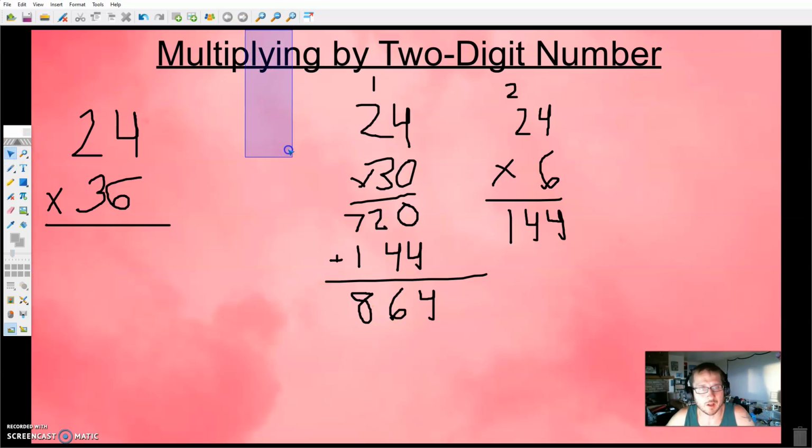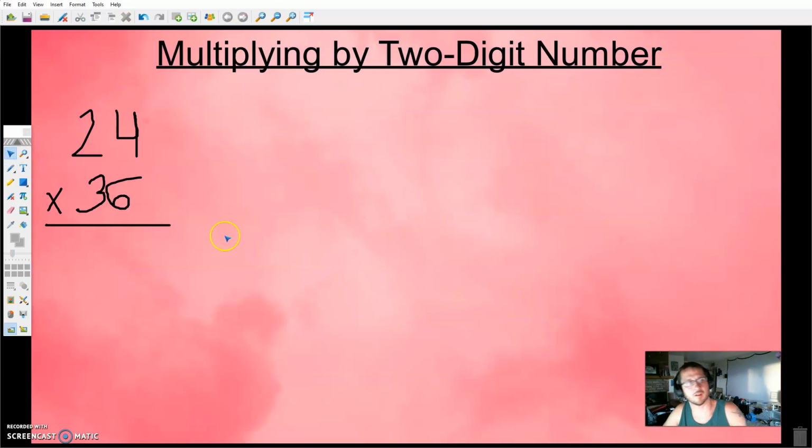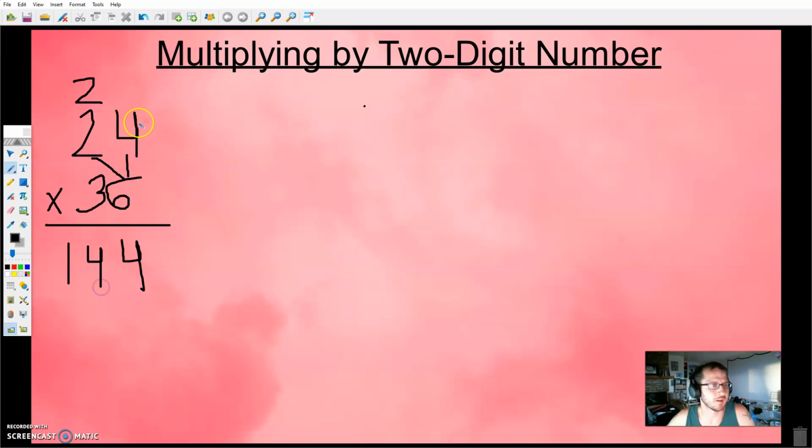Then the final way we learned, and I'm going to go over all of these one more time at least, but the final way we learned is just our standard algorithm. If I do 24 times 36, I'm going to do 4 times 6 is 24, carry my 2. 4 times 6 was 24, 2 times 6 is 12, plus 2 is 14.